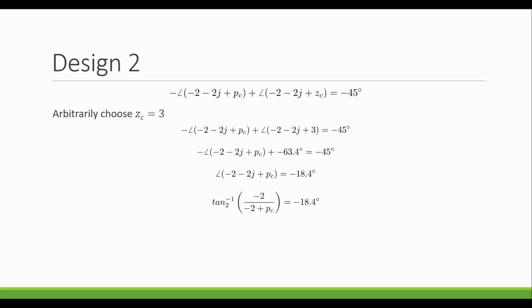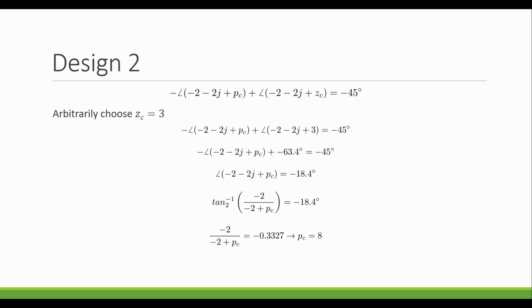Again, restating what the angle is, it's just the arctangent of the imaginary part over the real part, and that has to equal negative 18.4 degrees. Take the tangent to both sides, and that tells me that the pole has to be 8. So there was a little bit of rounding here, but if I pick a zero of 3, I need a pole of 8 then, so that the sum of these angles is the negative 45 degrees.